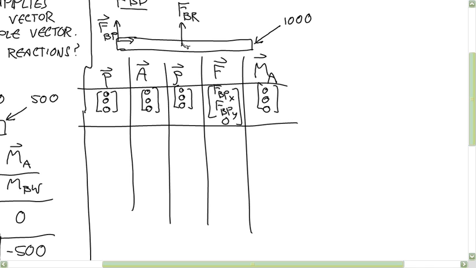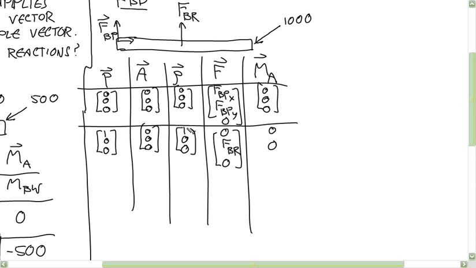Now the force from the roller is applied at 1, 0, 0. The about point is zeros still. So the row vector is 1, 0, 0. That force vector is 0, FBR, 0. And so the moment about A is 0, 0, FBR.